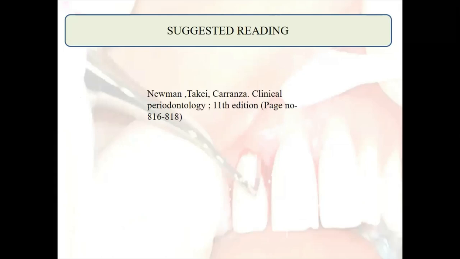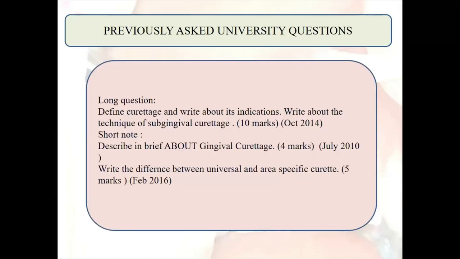So basically, you can go through this chapter in your Carranza 11th edition. And there have been many questions which have been asked in CCS University. The long question which was asked in October 2014 is the definition of curettage and its indications, and the different techniques of subgingival curettage. Short notes have been asked about gingival curettage as a short note of 4 marks, and the difference between universal and area specific curettes.